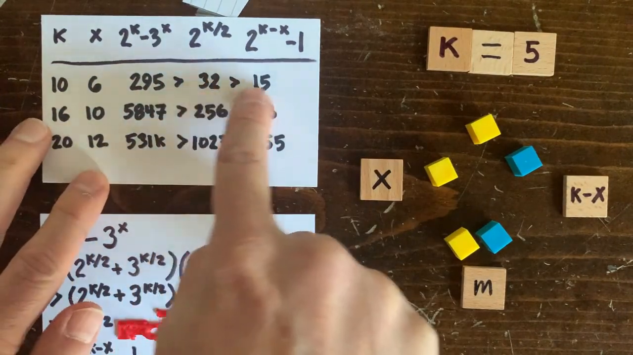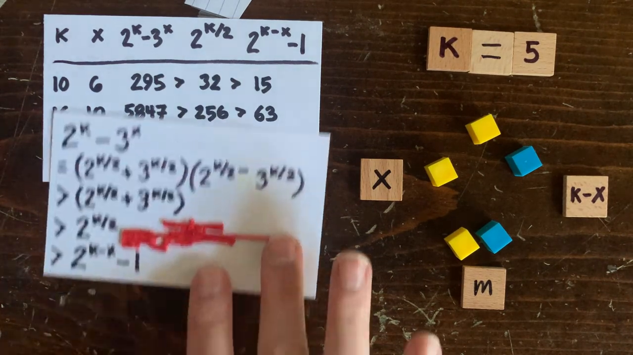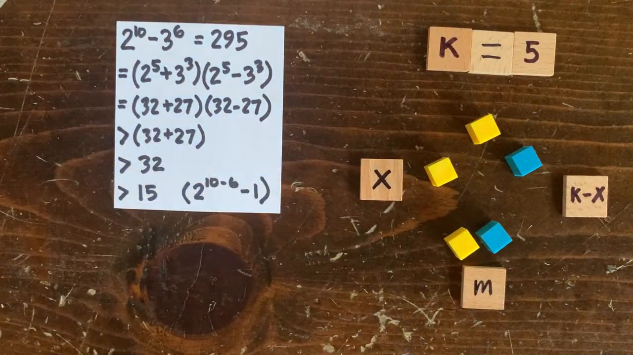Okay, does that mean we proved that no circuit loops exist? Almost. The proof only works if k and x are both even. So an even number of yellow blocks and an even number of blue blocks. For example, take 2 to the 10th minus 3 to the 6th, which is 295. 10 and 6 are both even.